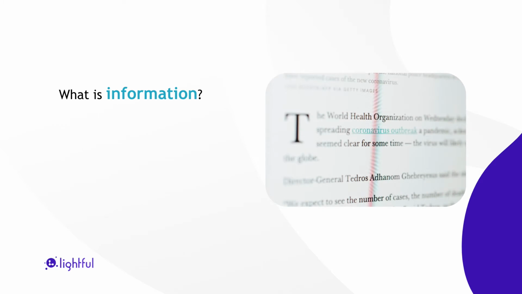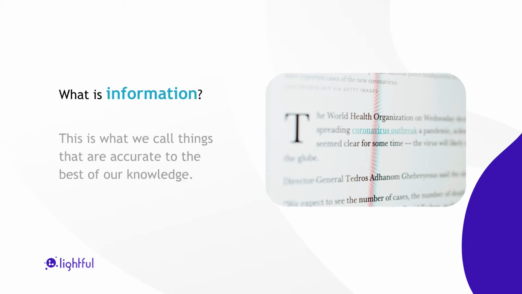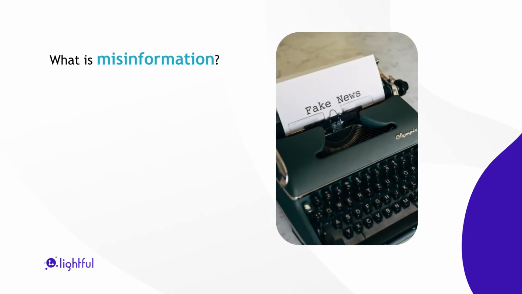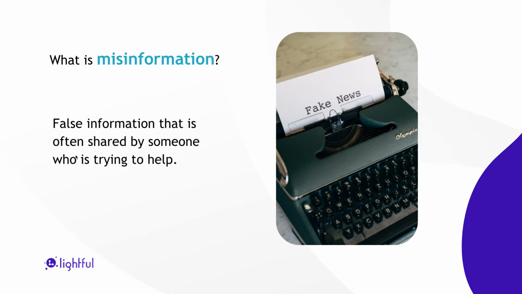Before we begin, we'll just set some definitions about what we mean by information and misinformation. I'm sure you already know these definitions, but it's always helpful to have a refresher, particularly now at a time when information is so fundamental to our well-being and to our general safety. So what is information? This is what we call things that are accurate to the best of our knowledge. For example, we know that COVID-19 stands for Coronavirus Disease 2019. That's something that we know is true and accurate. So what then is misinformation? This is false information, or incorrect content that is often shared by someone who's actually trying to help and do good. But depending on what is being shared, misinformation can turn out to be quite harmful.